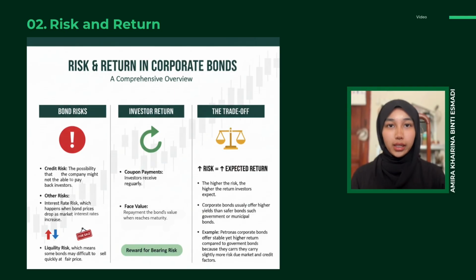In short, the higher the risk, the higher the return investors expect, and that is why corporate bonds usually offer higher yield than safer bonds like government bonds. For example, Petronas corporate bonds offer a stable but higher return compared to government bonds because they carry slightly more risk. So, overall, risk and return always come together. Investors earn more only when they are willing to take the risk.